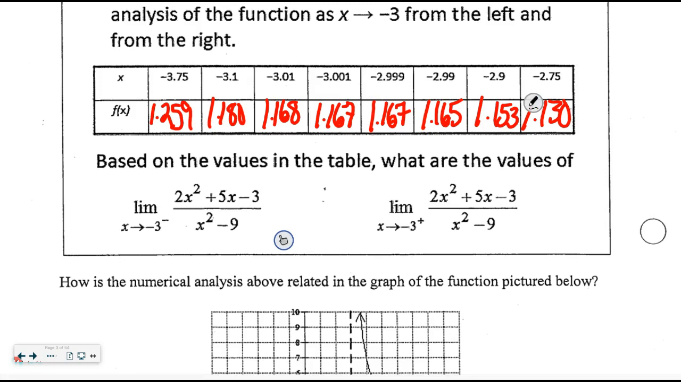So it says, based on the values, what happens as I approach -3 from the left-hand side?